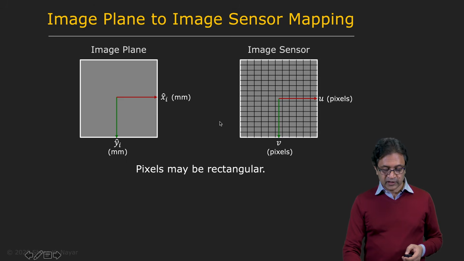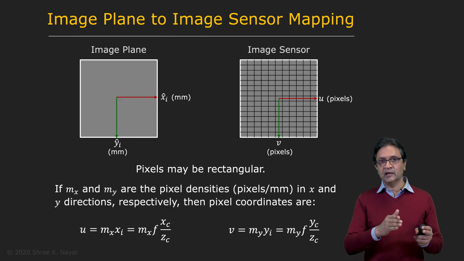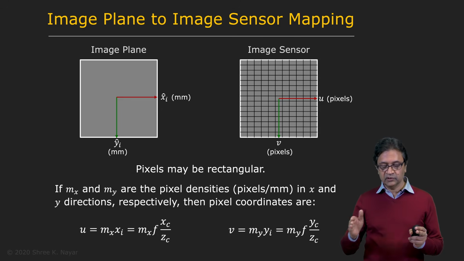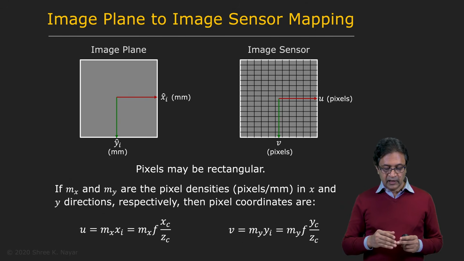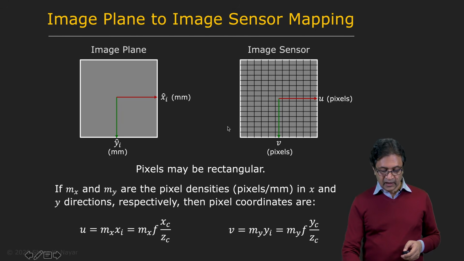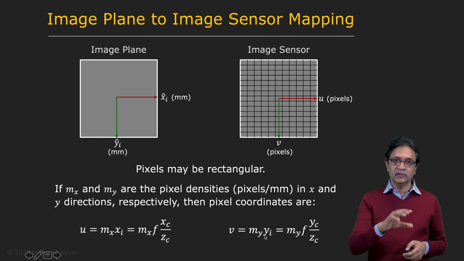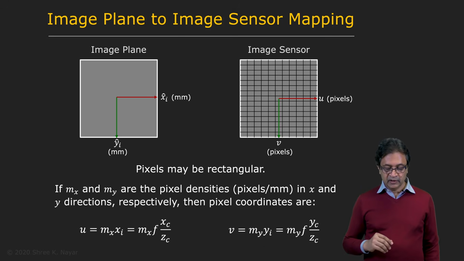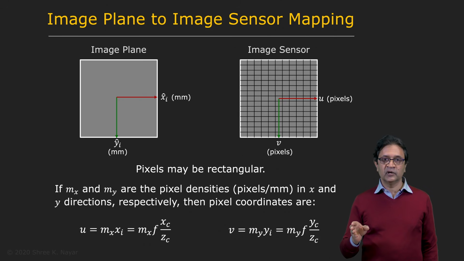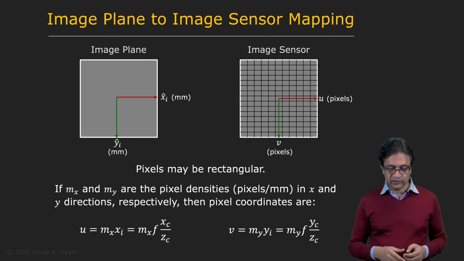So the way we do this is by saying that there is a pixel density mx in the x direction, which is the number of pixels per millimeter, and we have a pixel density my in the y direction. And so now we can say that the pixel coordinates of the projection of the point P are u and v, where u is equal to mx times xi, and v is my times yi. So we've gone from millimeters to pixels now. Remember that these pixel densities mx and my are unknown. They're a part of the calibration process.